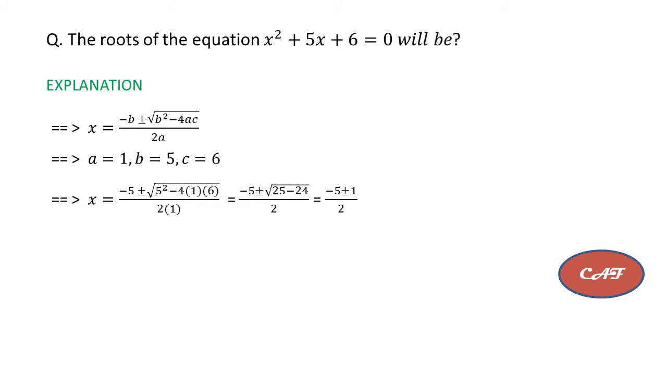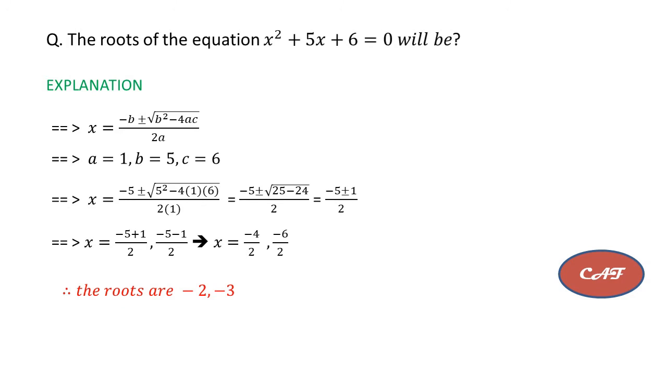So I will get minus 5 plus or minus square root of 5 square, which is 25, minus 4 into 6, 24, divided by 2 into 1, 2. So finally I got minus 5 plus or minus 1 divided by 2. So I am separating those plus or minus. So minus 5 plus 1 by 2, minus 5 minus 1 by 2. So if you see this, x is equal to minus 4 by 2 and x is equal to minus 6 by 2. If you divide both by 2, you will get x is equal to minus 2 and minus 3. So these are the roots.